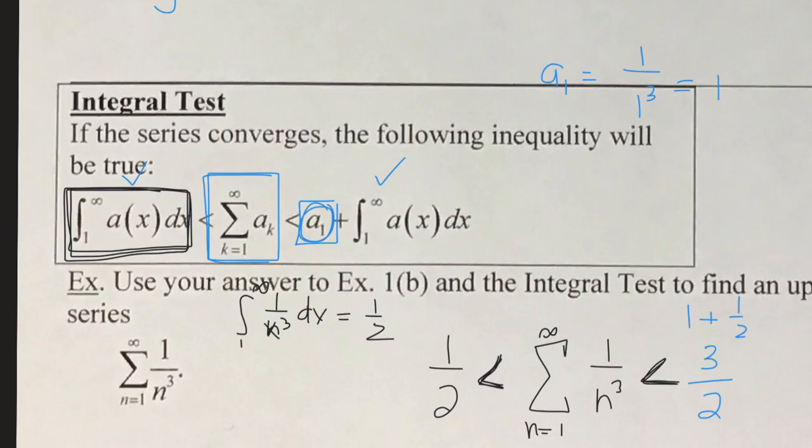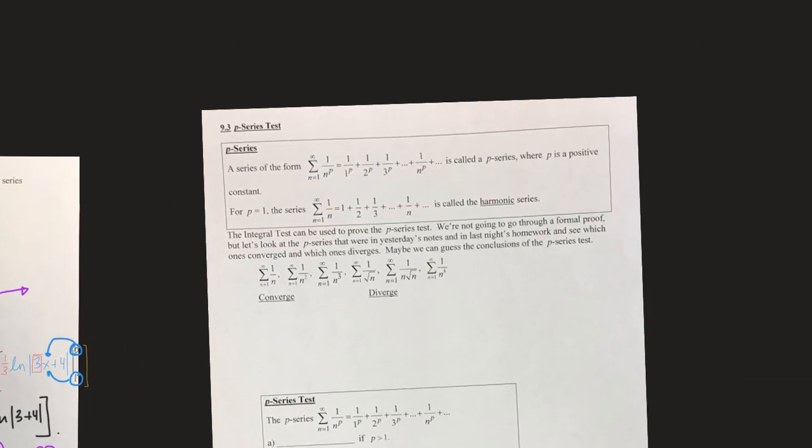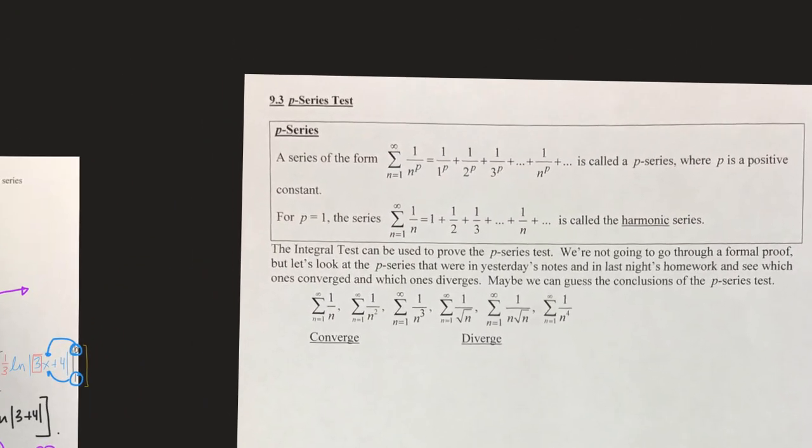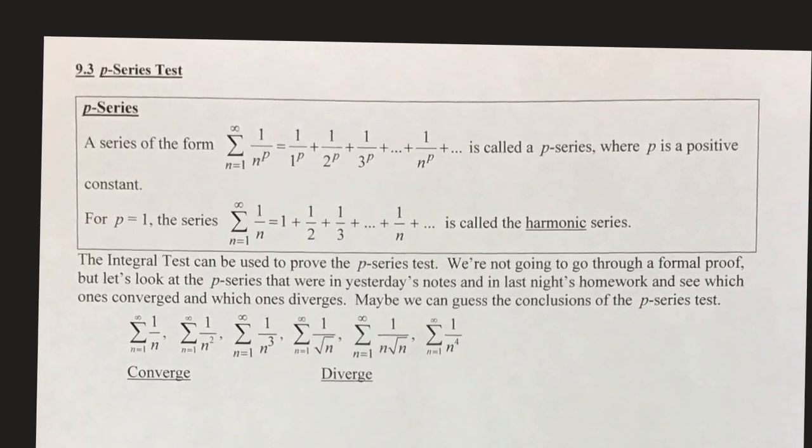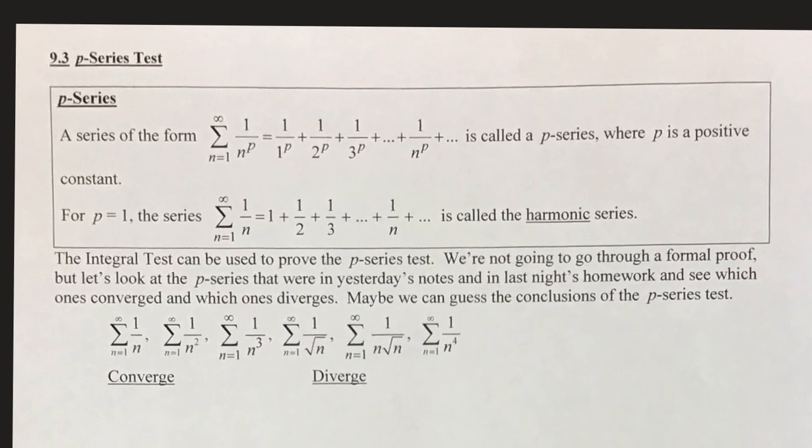Okay, let's transition to our next test, which is the p-series test for convergence. Like it says, if we have 1 over n to the p, now p is going to be the power of your function. P stands for power. 1 over 1 to the p, 1 over 2 to the p, where n is always 1, 2, 3, 4, 5, 6, 7, 8, 9, 10. So 1 over n to the p is called a p-series, where p is a positive power. P stands for power, I guess.